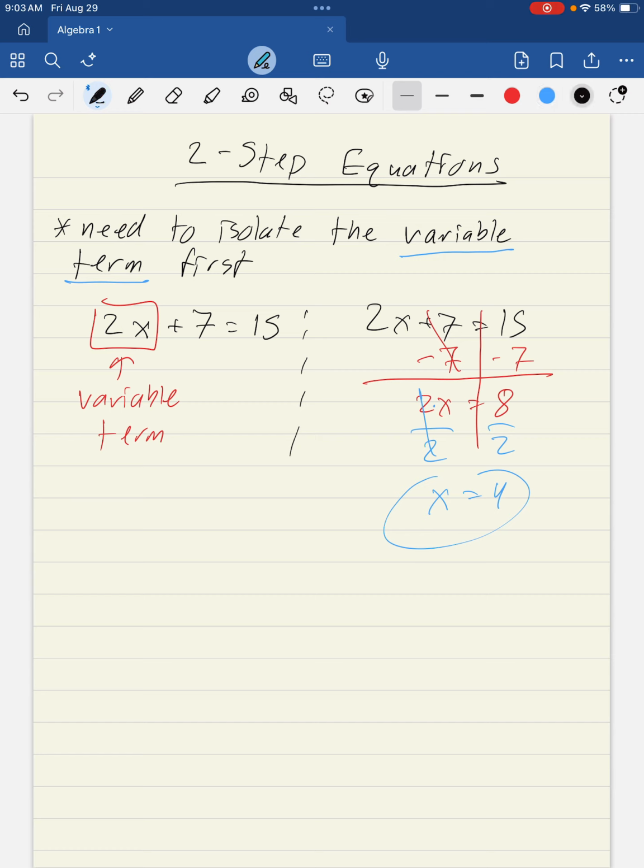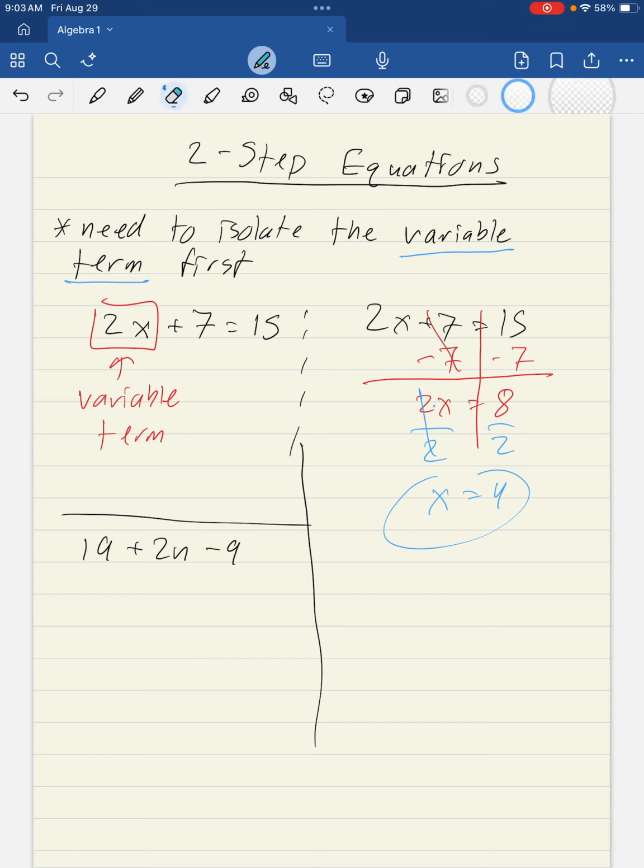How about that? Let me do another one here. 19 plus 2n minus 9. Oh, I forgot an equals. It's an important part of an equation. I'll try that again. Here we go.